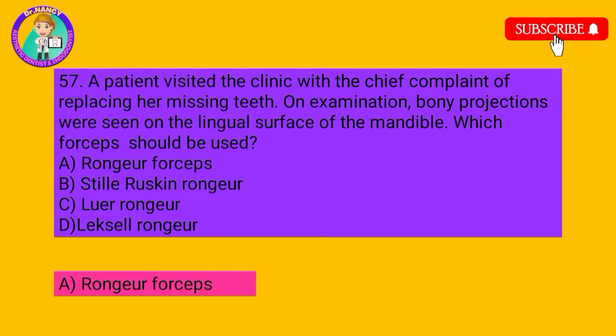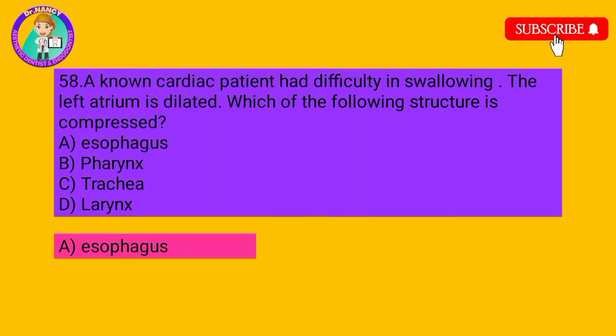A patient visited the clinic with the chief complaint of replacing her missing teeth. On examination, bony projections were seen on the lingual surface of the mandible. Which forceps should be used? Rongeur forceps, Stille-Ruskin rongeur, Luer rongeur, Leksell rongeur. The regular rongeur forceps is the answer.